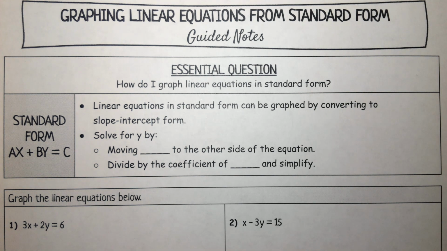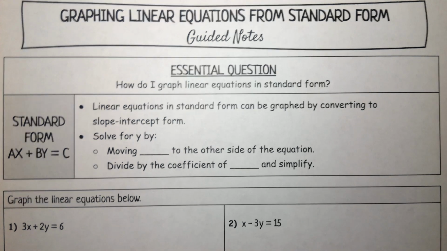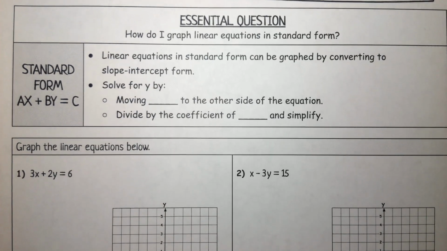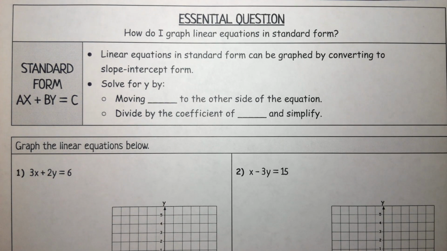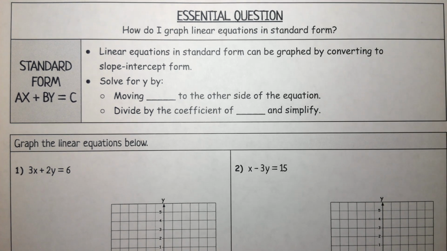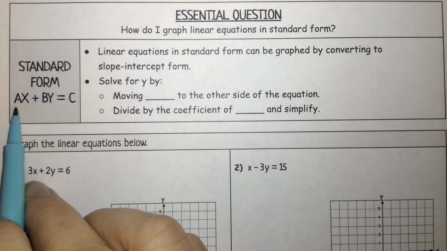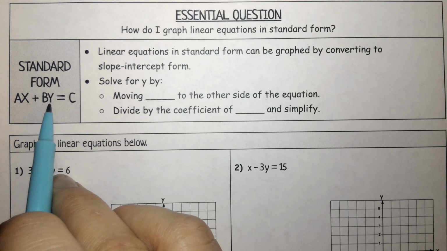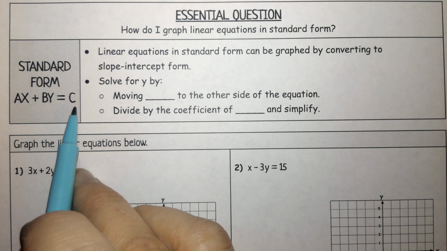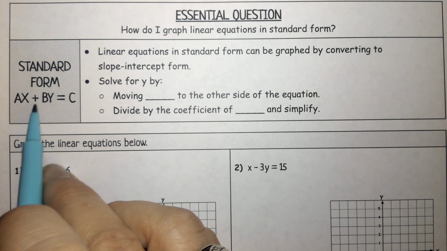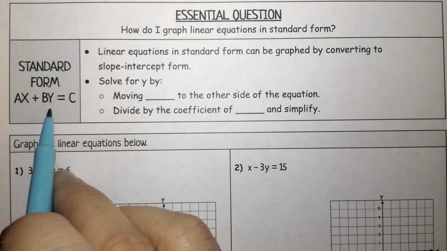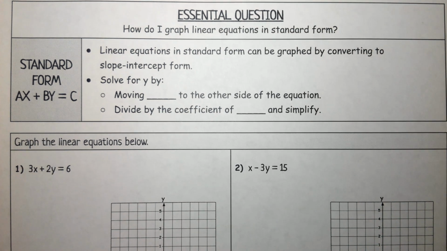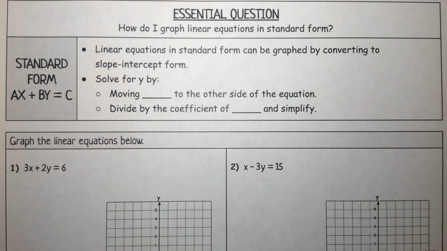Alright, let's graph linear equations from standard form. So, essential question: how do I graph linear equations in standard form? Well, first off, standard form looks like this. We have ax, so some number x, plus some number y, equals some other number. And then, of course, this can be minus by, because if the b is negative, it's a subtraction sign. But essentially, it's ax plus by equals c. So x and y are on the same side.